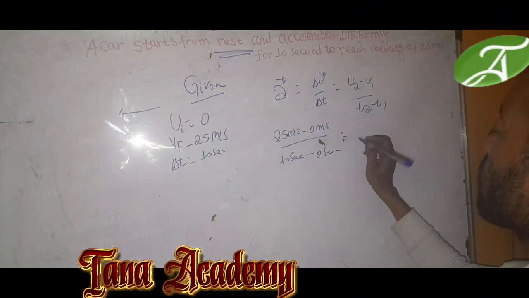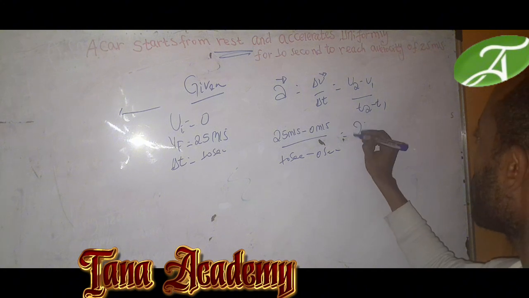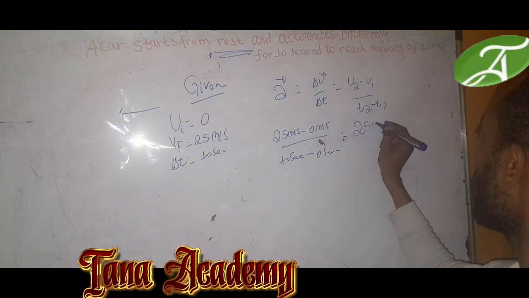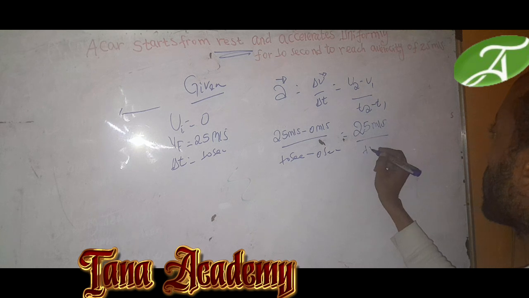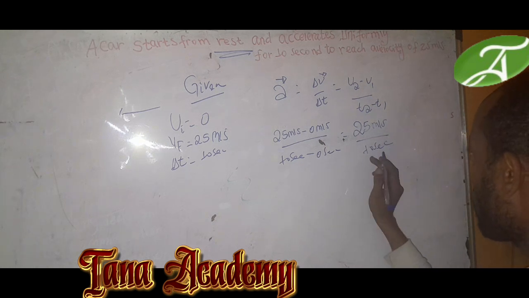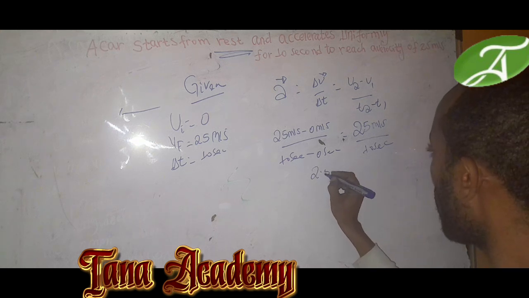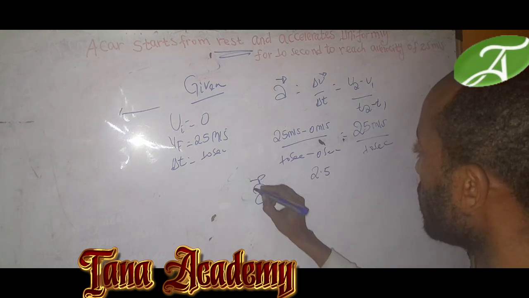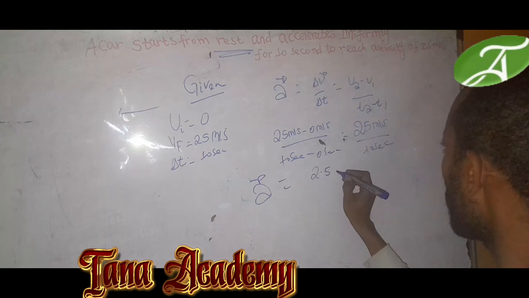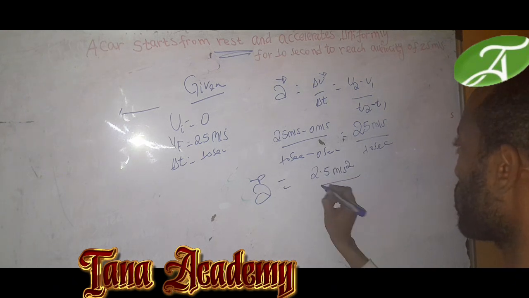seconds. That means 25 minus 0 becomes 25 meters per second over 10 seconds. 25 meters per second over 10 becomes 2.5. That means acceleration a is equal to 2.5 meters per second squared.